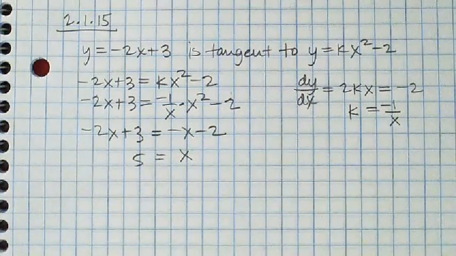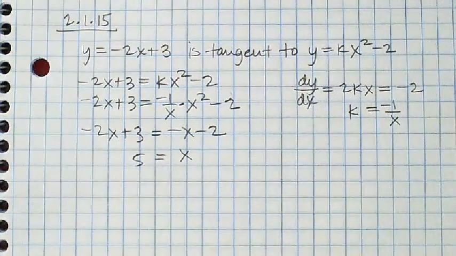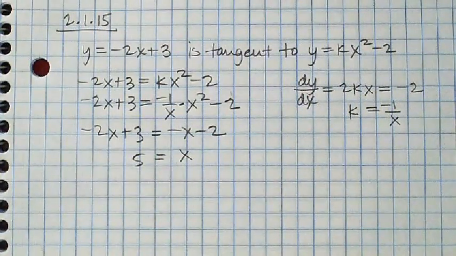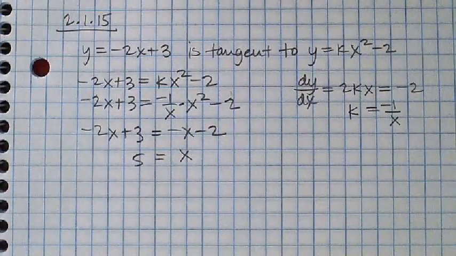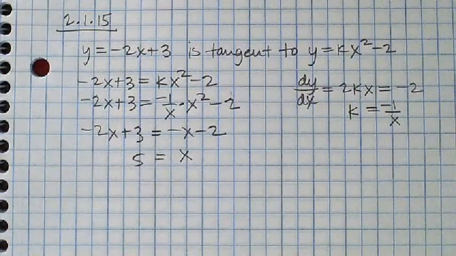Let me check on the answer key, because I think I've got an answer key to this homework, and make sure that that's right. I haven't done this problem in a long time. Yeah, k equals negative 1/5.